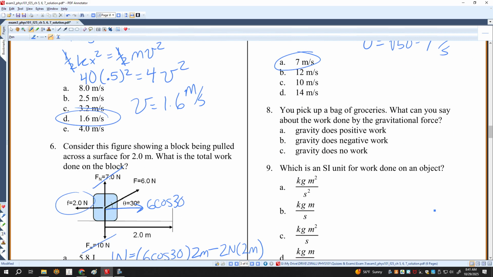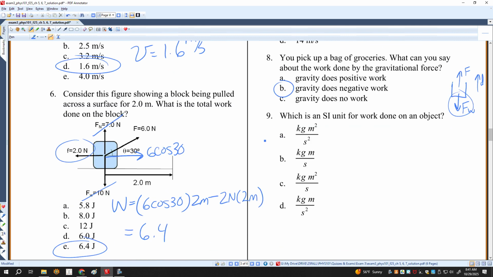Pick up a bag of groceries. What can you say about the work done by the gravitational force? All right, here's my groceries right here. I'm picking them up. I'm applying a force in this direction, and the gravitational force is in that direction, but my displacement is in the upward direction. So this is opposite, so it does negative work.